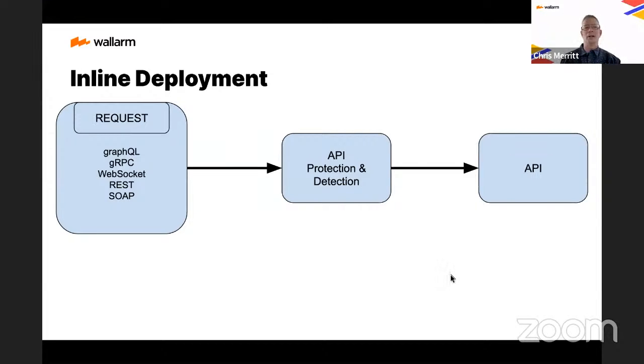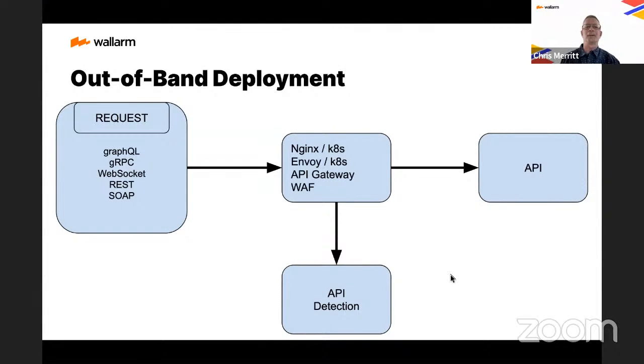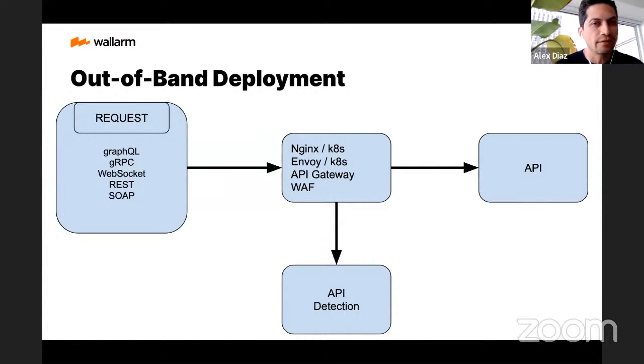Okay, and then there's another approach. Yeah, the out-of-band deployment. In this case, it could be an easier deployment that doesn't involve breaking the circuit, as I call it, of the traffic flow. You have your clients accessing your APIs with the same protocols, and you have inline either a load balancer, Nginx, Envoy, or a Kubernetes ingress controller in cloud-native environments. You can have a WAF already there. And what you do is copy the traffic and the requests for analysis.